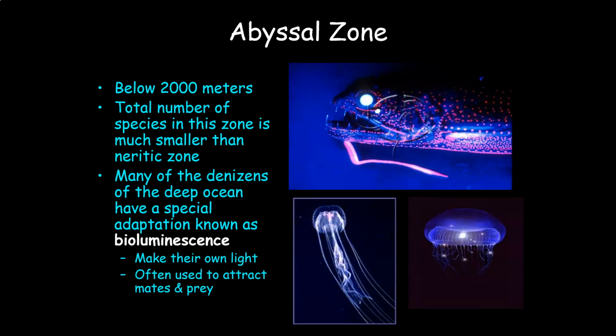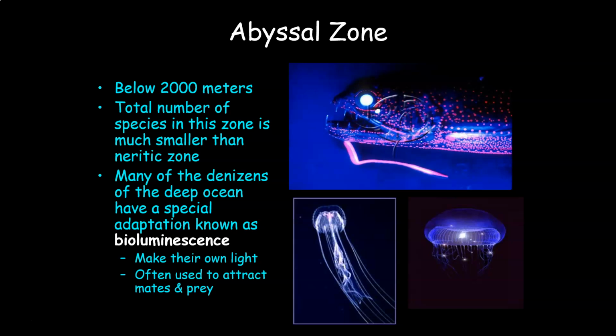And then the abyssal zone. So we're talking below 2,000 meters now. And the total number of species in this zone is incredibly small compared to anything above this. These are the denizens of the deep ocean, if you will, sort of creepy, crazy looking things. This is very much where bioluminescence is absolutely necessary. And again, it's there either as a way to attract predators, scare off predators, attract mates, whatever the case might be. And so they're capable of making their own light.